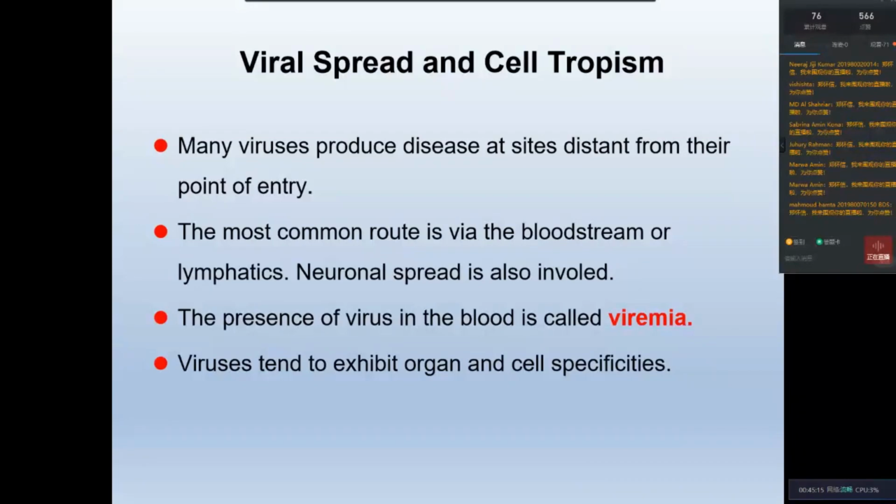And due to the specificity of virus recognition by its receptor, usually the virus infection will exhibit some organ and cell specificity. Only certain types of cells and organs can be infected, while other parts of the body are safe. This is because of the property of virus infection. Okay, so this is the first part, pathogenesis.